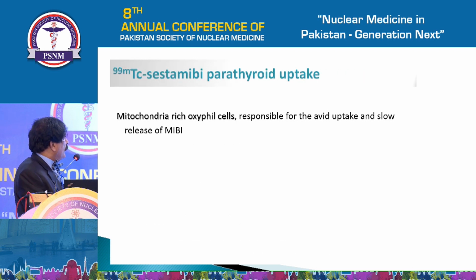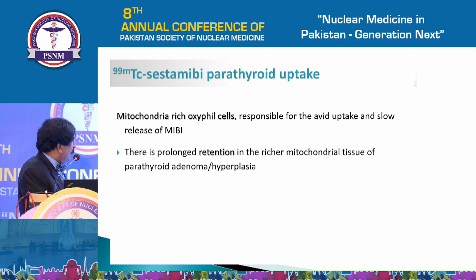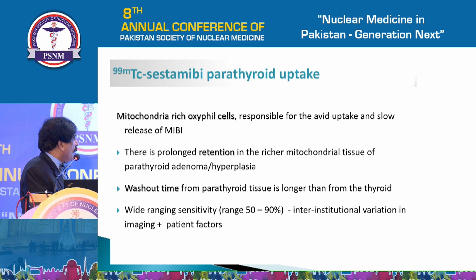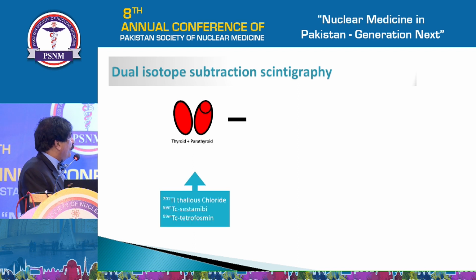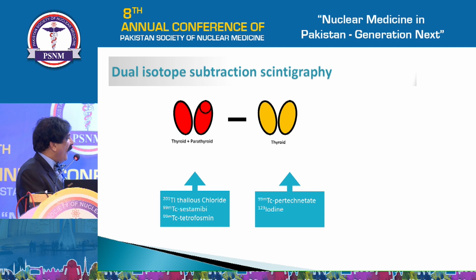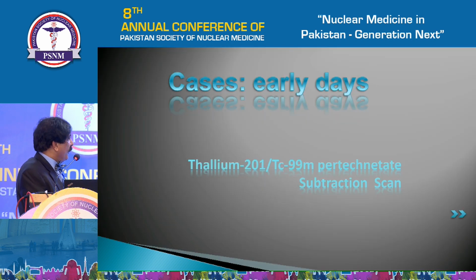I will try to show that the mitochondria-rich oxyphil cells are responsible for the retention and localization, because the washout from the parathyroid glands is slower than that from the thyroid, but the sensitivity ranges widely. And that's why we used to have dual subtraction scanning, and we still have it, whereas thallium, maybe tetrofosmin, can localize the thyroid and the parathyroid, with the thyroid being localized by technetium pertechnetate or I-123 iodine, and you then subtract one from the other and you are left with the image of the parathyroid gland.